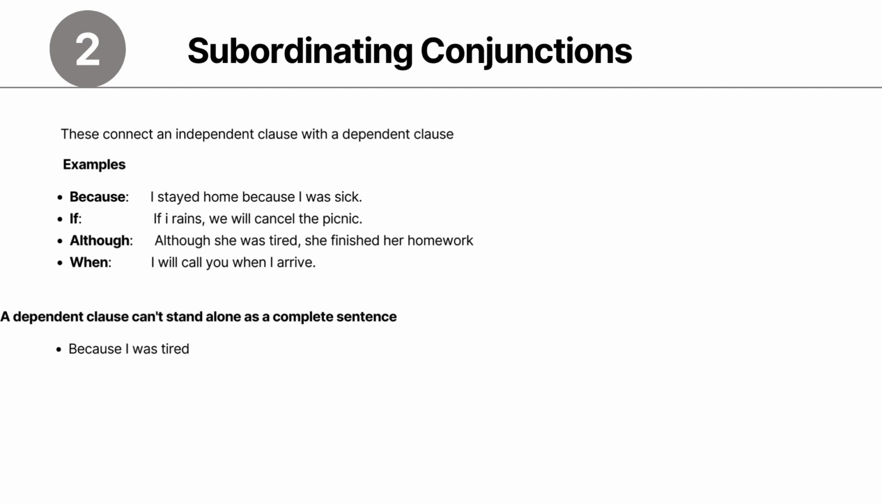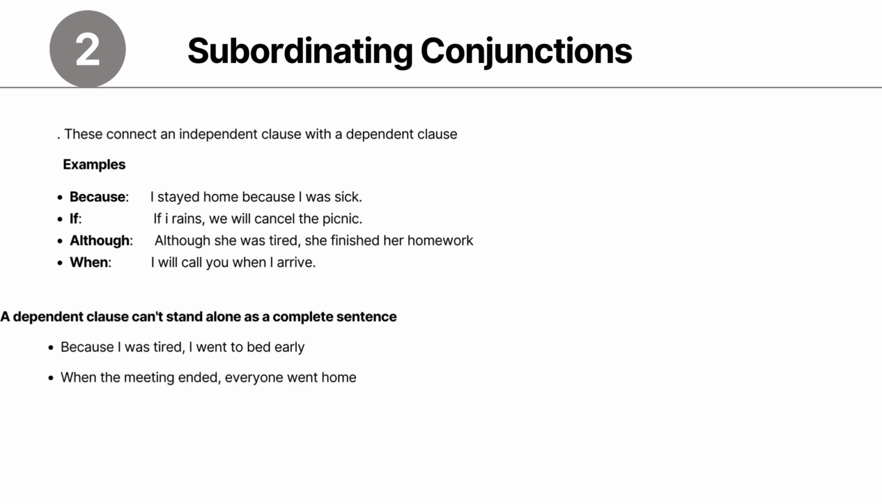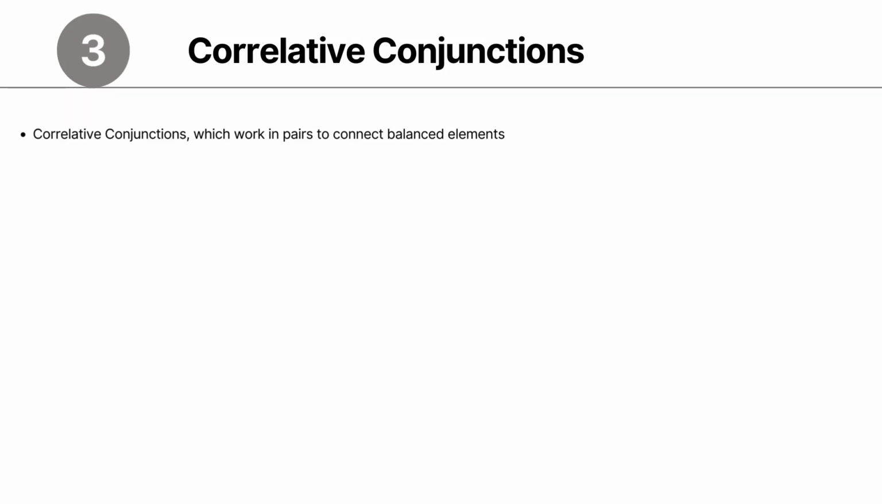A dependent clause can't stand alone as a complete sentence. For instance, "because I was tired" needs to be completed with, "Because I was tired, I went to bed early." If a subordinating conjunction starts a sentence, put a comma after the dependent clause, like "When the meeting ended, everyone went home." If it follows the main clause, you usually don't need a comma, as in "Everyone went home when the meeting ended."